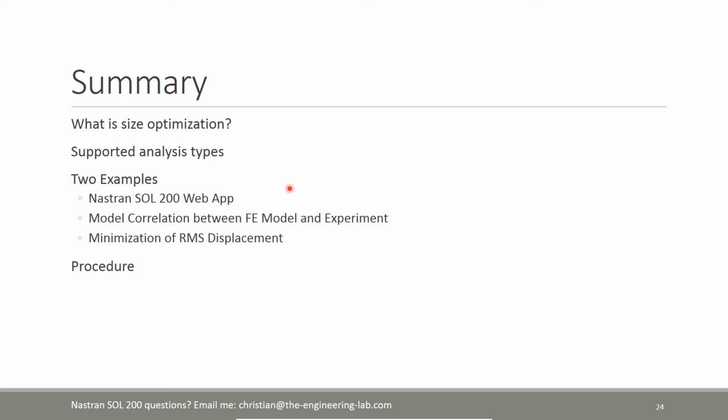You might be asked to correlate your FE model to experiments. We saw a very simple example of that. We saw how to use the web app to create our design variables, objective, and constraints. We went through another example. If you're performing some sort of frequency response analysis and you want to minimize an RMS displacement, we went through what the procedure was, and more importantly, we went through what the validation process is like. We always want to make sure we've properly laid out everything.